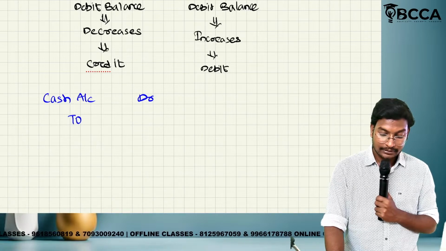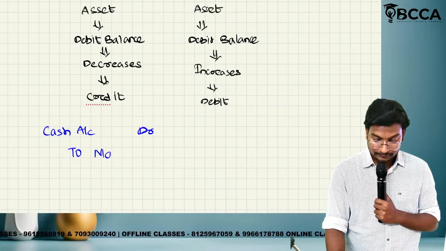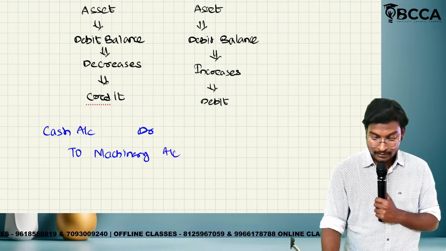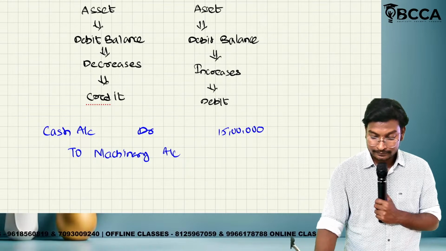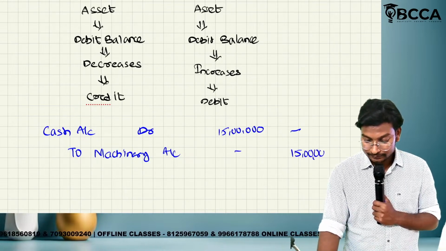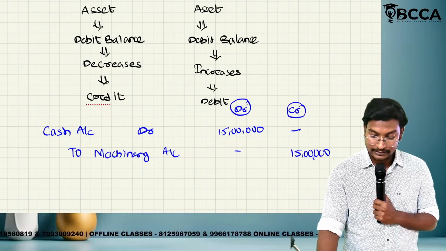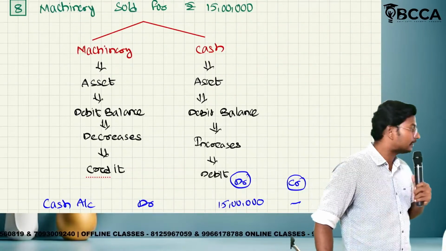Cash account debited to machinery account. So what is the amount? 15 lakhs and 15 lakhs. Here this is called the debit amount and this is called the credit amount. So like this, we have to write the journal entries.